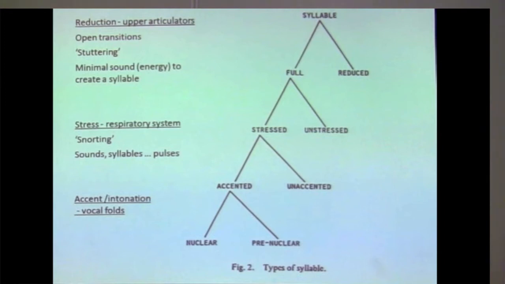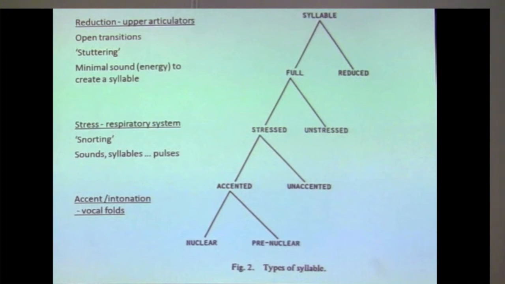First of all, what we've been talking about is reduction. So at the top of the left-hand side, reduction. What we need to understand as teachers is that it's best seen as an open transition. Stuttering is a very good way into it, and this is about the minimum sound energy needed to create a syllable. That's at the root of what we have to do in order to authentically produce reduced syllables in English. Stress is about the respiratory system, and accent at the bottom is the thing which controls intonation.